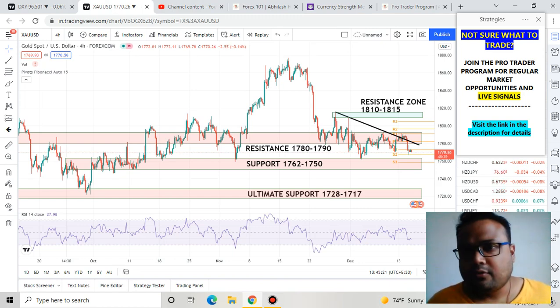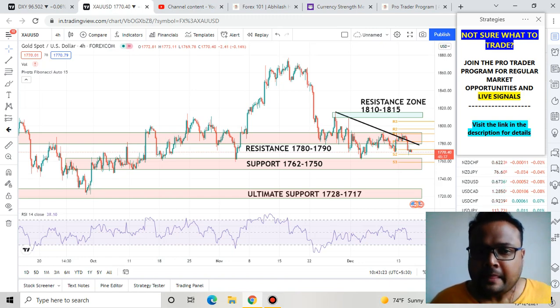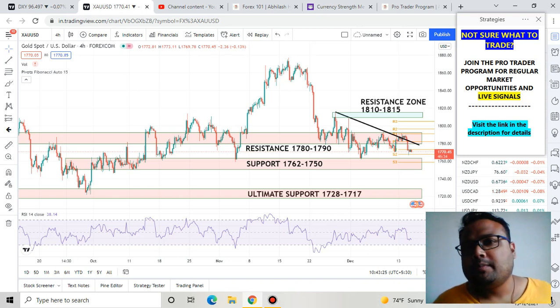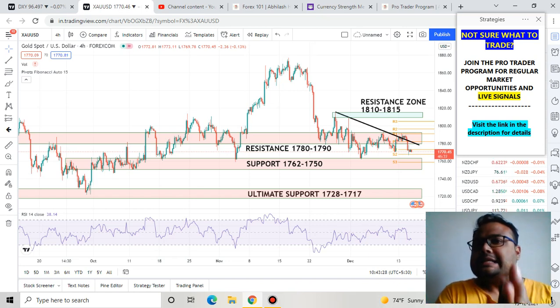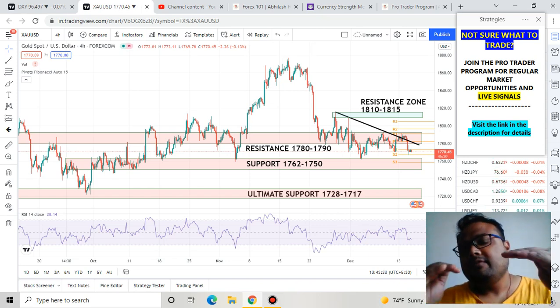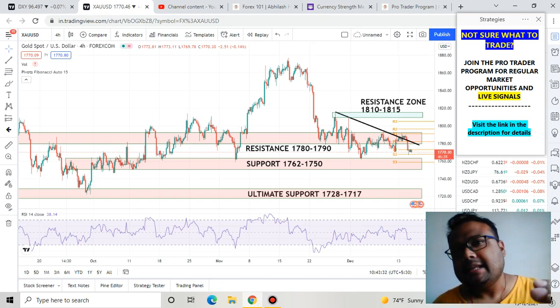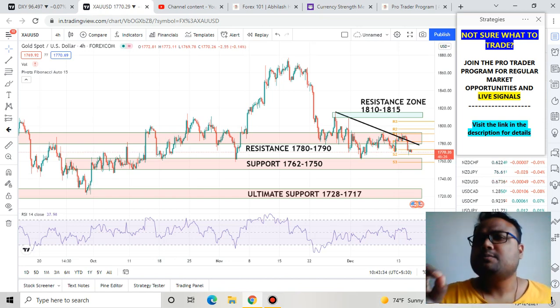This is our 4 hours chart of gold USD. Yesterday we saw a huge drop in the price of gold, and as I told you yesterday, if gold falls below 1780, then you can take a sell position. As per our expectation, the market did fall and you all have made good money.